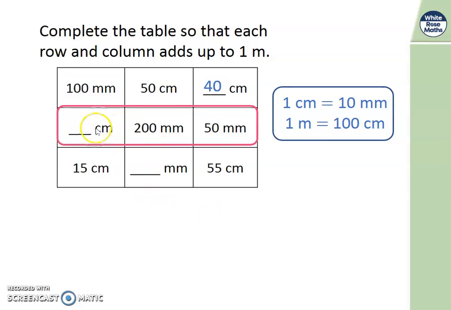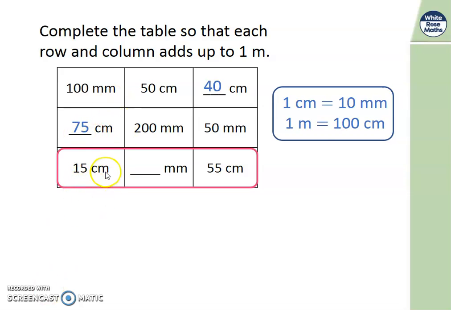Now the answer I'm looking for is in centimetres, so I need to change these to centimetres. 200 millimetres is the same as 20 centimetres, and 50 millimetres is the same as 5 centimetres. So let's write it down. 20 add 5 makes 25. What do I add to 25 to get to 100? 75. Well done. So that's the answer that's missing. Let's move now to my last one.